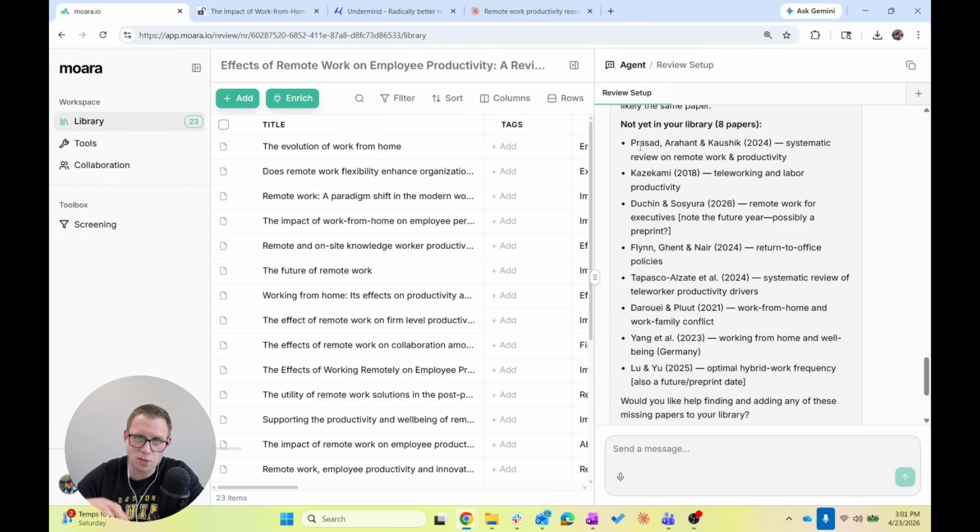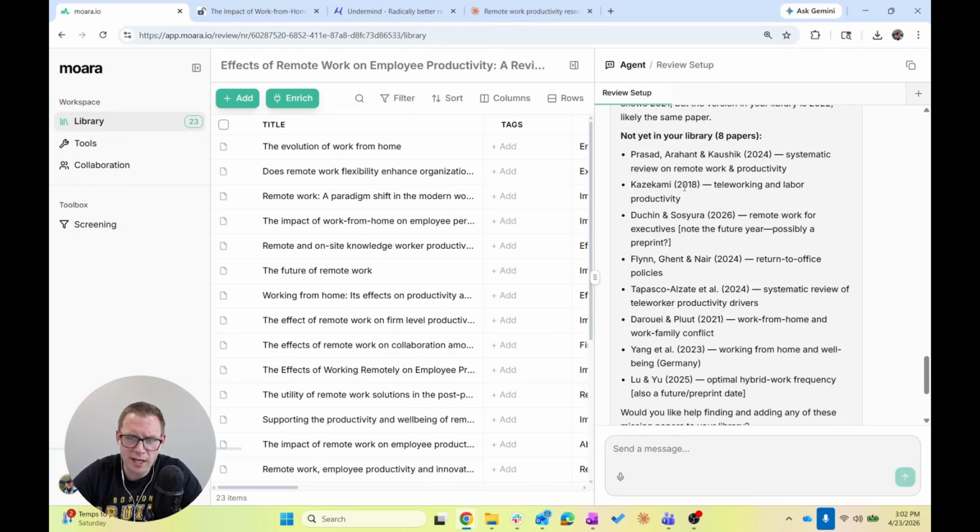Honestly, in this case, there's many different ways you could do this. Everyone will do it differently. I'm just going to do a quick kind of title screening here. So remote work for executives, I think that's something I'm less interested in. Specific policies, maybe not enormously important. Telework productivity drivers, that one looks very interesting. Work family conflict, work from home. Okay, so let me at least bring in a few of these.